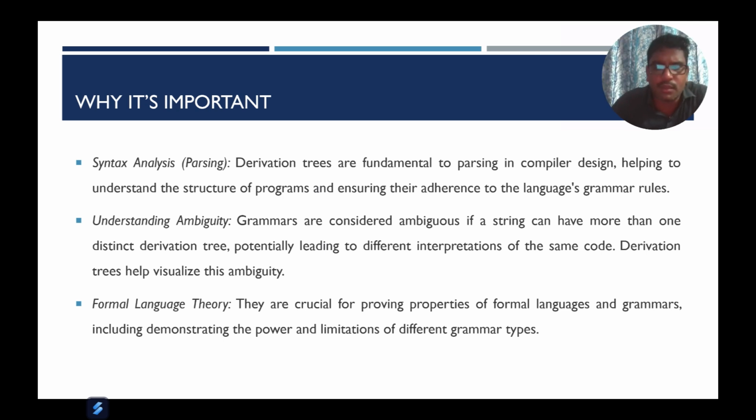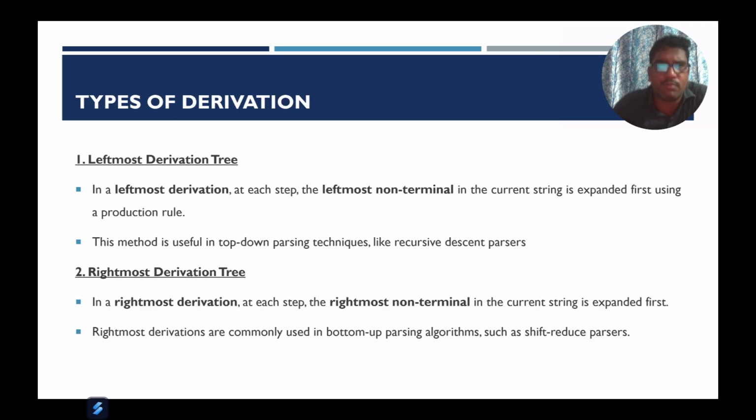Right? Next, coming to the types of derivations, we have two types: the leftmost derivation and the rightmost derivation. In a leftmost derivation, at each step, the leftmost non-terminal in the current string is expanded first using the production rule. That is, in the previous example, S tends to S plus S, where LHS is S and RHS is S plus S.